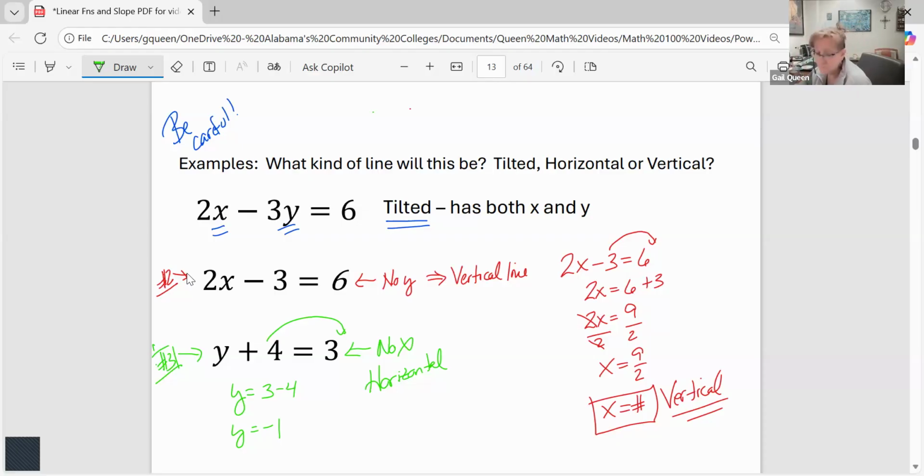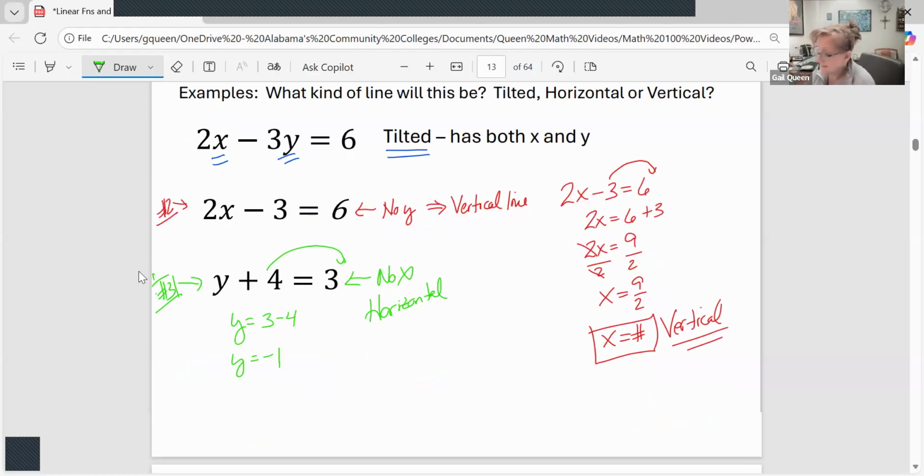So I want you to start getting used to working with linear equations. And when they start giving you equations, before you do any work, before you answer any homework question, I want you to look at the equation and ask yourself the question, is it tilted, is it horizontal, or is it vertical?